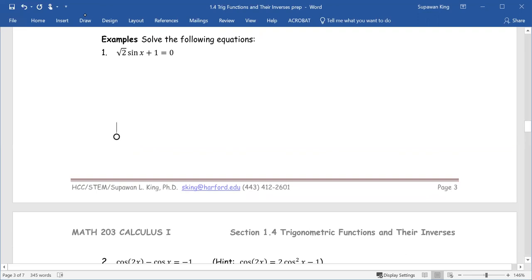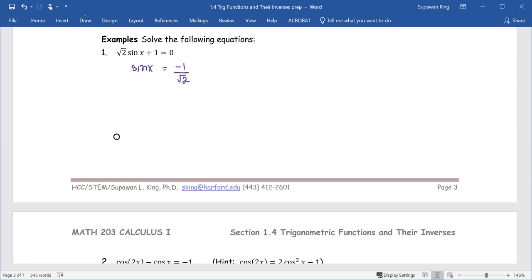Next, we are solving the trig equation: square root 2 times sine x plus 1 equals 0. First of all, isolate sine x by itself. Subtract 1 from both sides and divide by square root 2 on both sides. We have sine x equals negative 1 over square root 2.